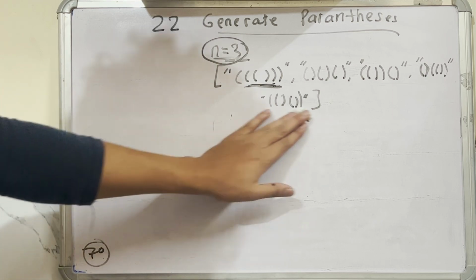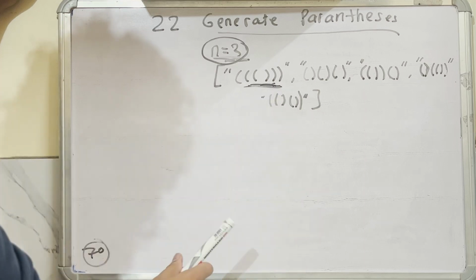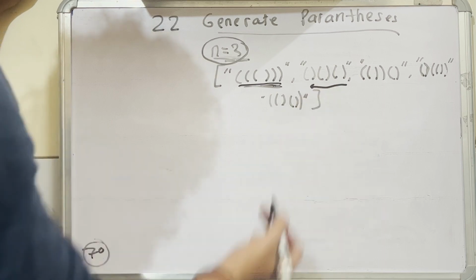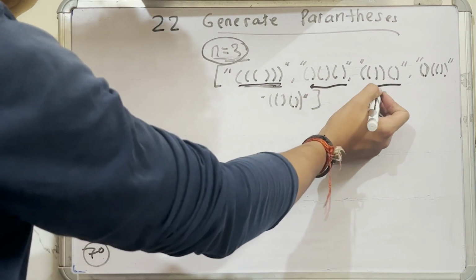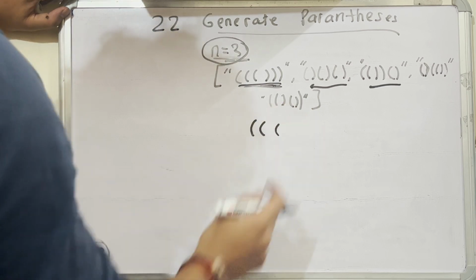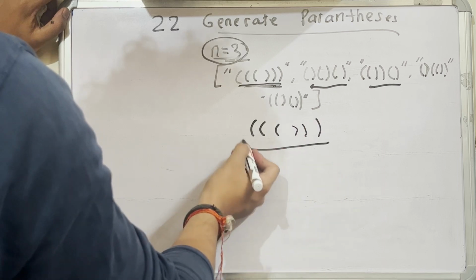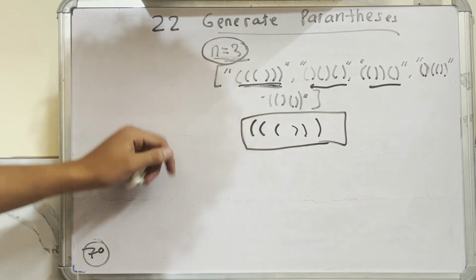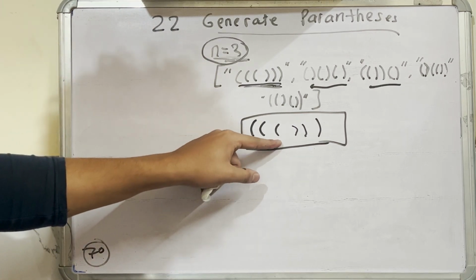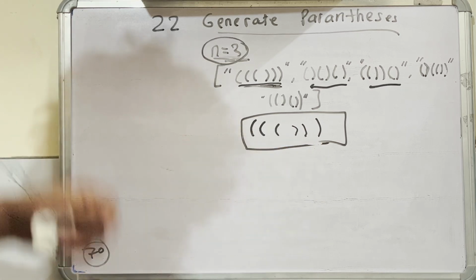How will you approach this? As you can see, if you look at the output, the number of opening parentheses is equal to the number of closing parentheses. And there is one more catch: if all of your opening parentheses are exhausted, you must use a closing parenthesis to make that combination or that string valid. As you can see, the number of opening parentheses is 3 and the number of closing parentheses is 3 also.